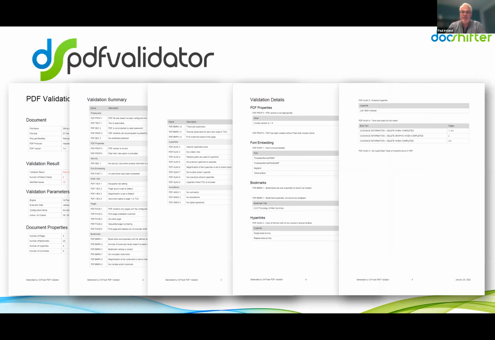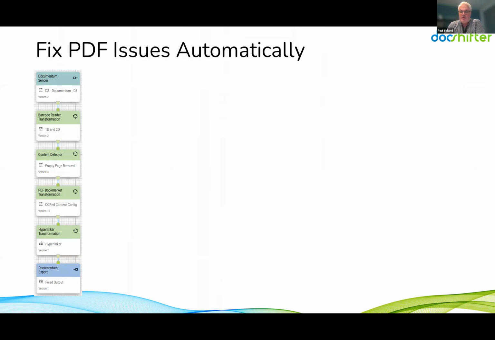On top of that, you could fix things automatically as well. So you could reprocess the file, take it through a compliant rendering step, and actually fix many of those elements, but also include things in the steps like barcode reading. If you've got barcodes, they can be interpreted automatically. Content detector can look for empty pages or empty sections in the document and remove them automatically.